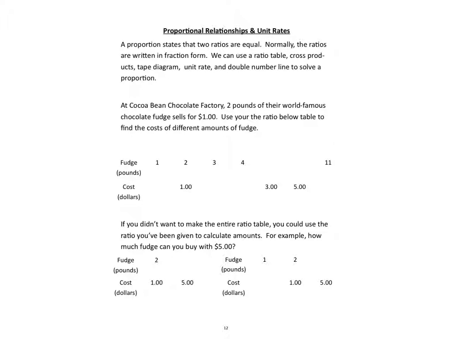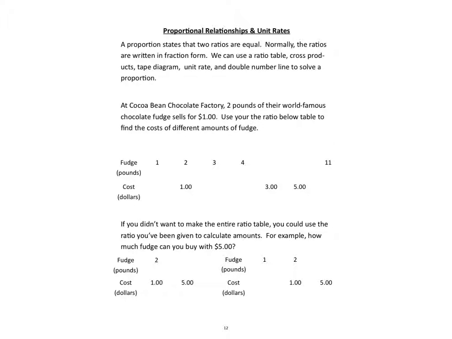Okay, so now we're going to look at proportional relationships, how they compare to unit rates. Now, a proportion is a statement that says these two ratios are equal, and the ratios are pretty much written in fraction form. Every now and then you'll see them with the colons or the word "to," but usually it's in the fraction form, and it has an equal sign in between them.